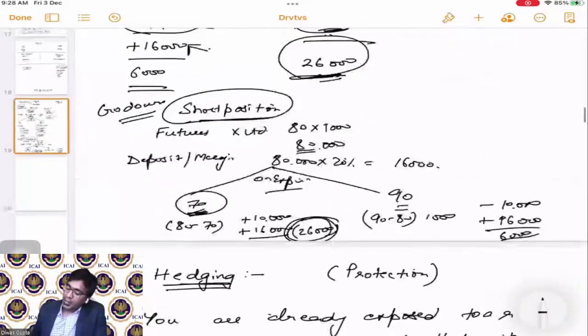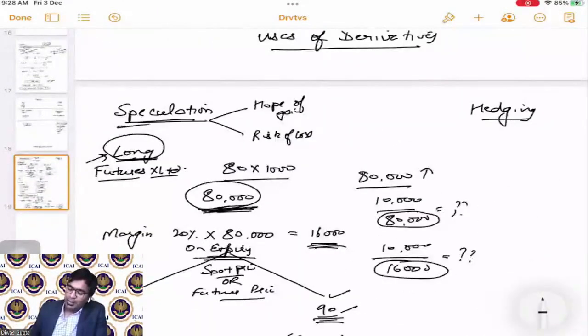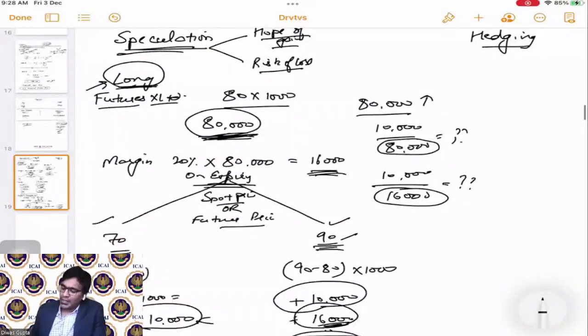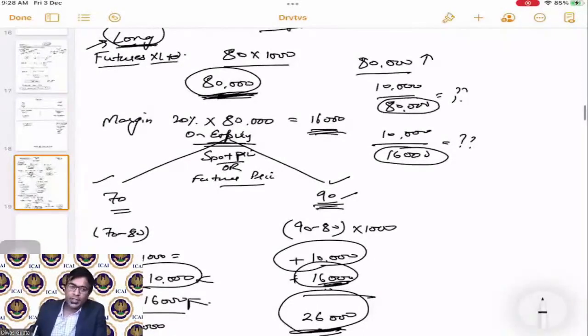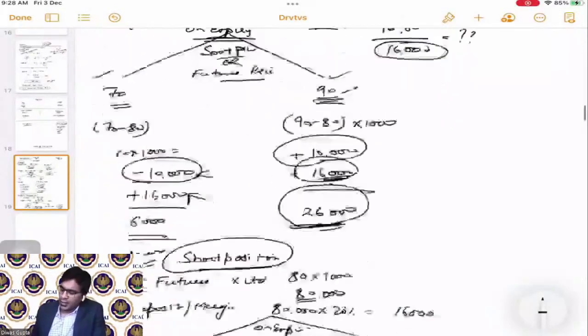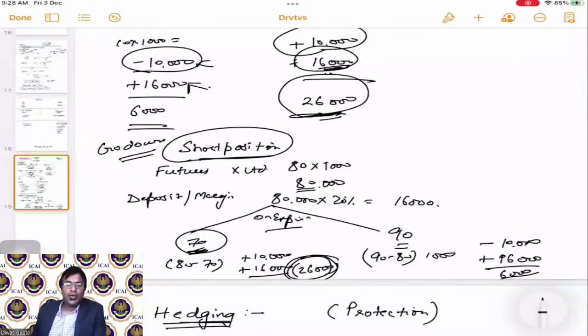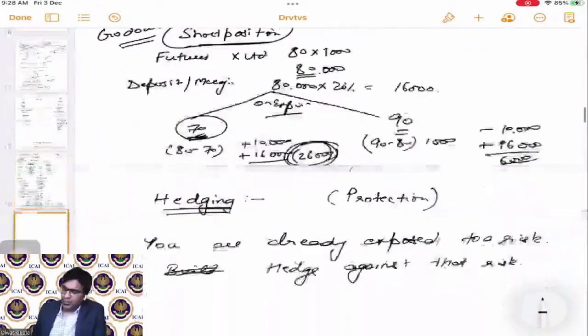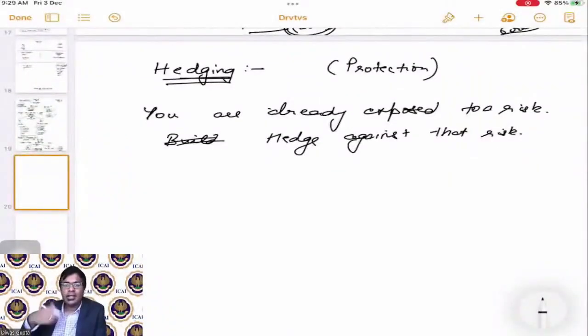Again, I'm saying, in speculation, you have a piece of information which you are going to utilize with the hope of gain and with the risk of loss, correct? Because using that information, you will either take a short position or a long position. That's all. You will play the game, win, lose, game over. But hedging is actually a different situation.